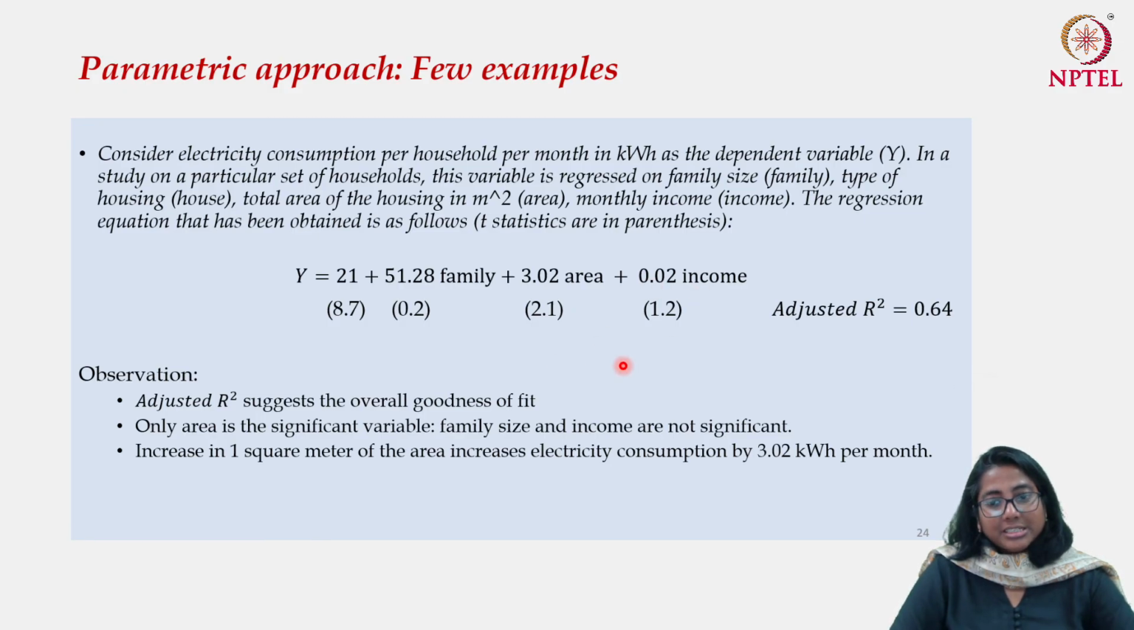What is the next interpretation that we have? By looking at this value, 3.02, it says that if the area of the house increases by 1 square meter, then the increase in energy consumption on an average will be 3.02 kilowatt hour per month. So this is how you can use simple regression equations to understand different aspects of energy demand.